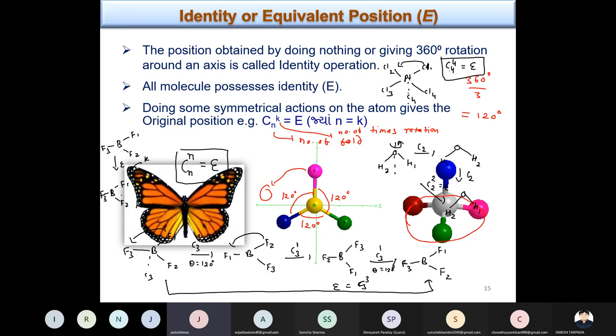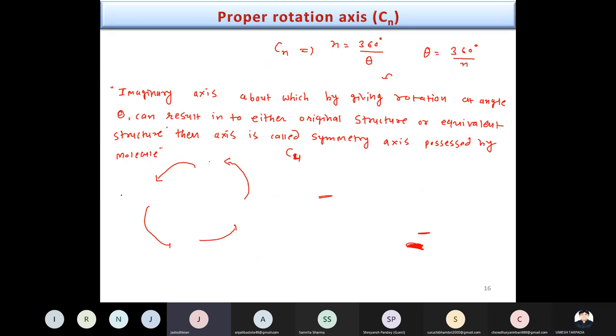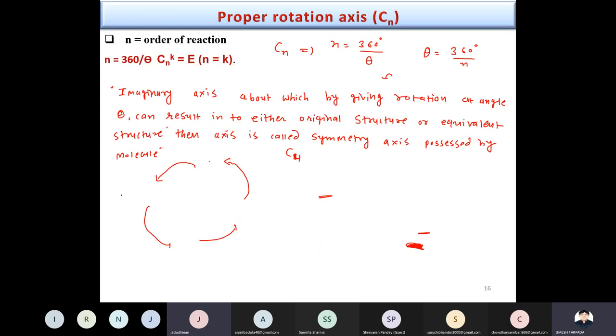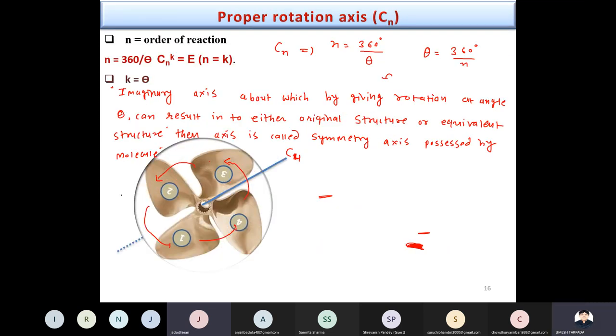What is the angle of rotation? 360. Look at here, see. So you are getting similar structures. So this is what we called identity.